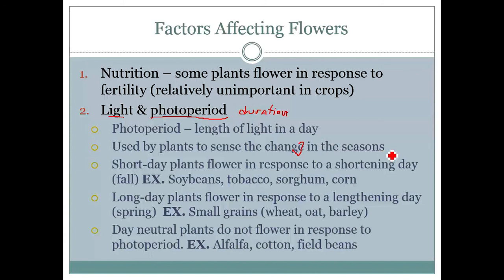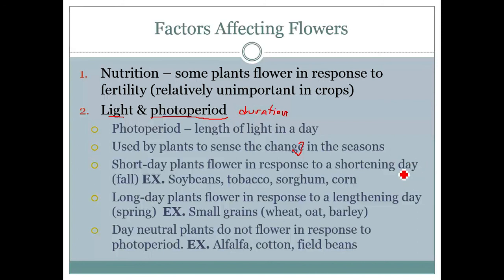They know when wintertime is coming because the day lengths start to get shorter, and when they sense that, they might begin the reproductive process. And by the same token, they might also be sensing when the days are becoming longer and initiate flowering in response to that stimulus as well, depending upon whether they are a cool season or a warm season plant.